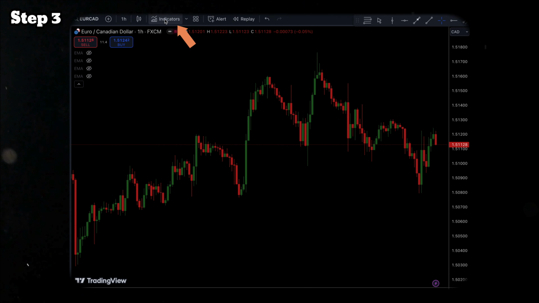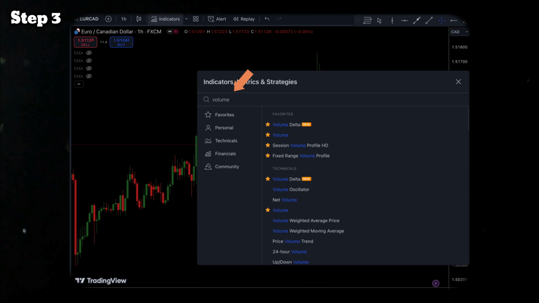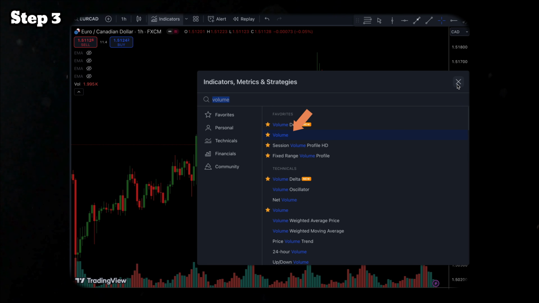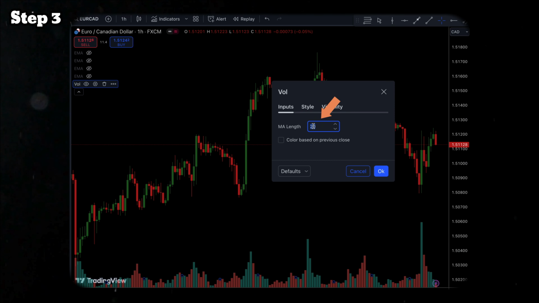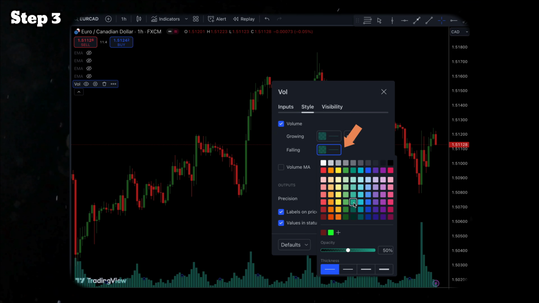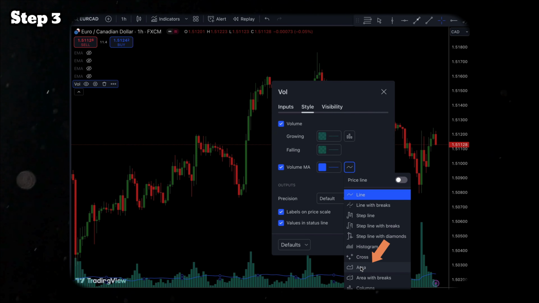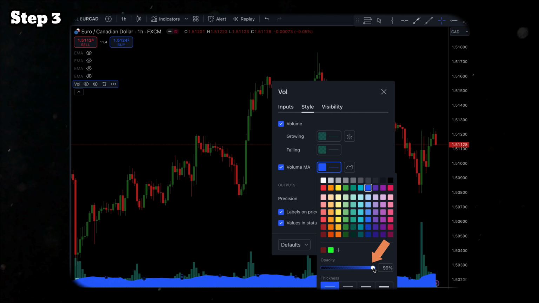On TradingView indicators, search for volume, then select the one named volume, then double click on top of the volume bars to open settings. Then on input set MA to 20, then on style set both colors to be the same. Then on volume MA, select the area and reduce the area color opacity to 40%, and your volume is set.